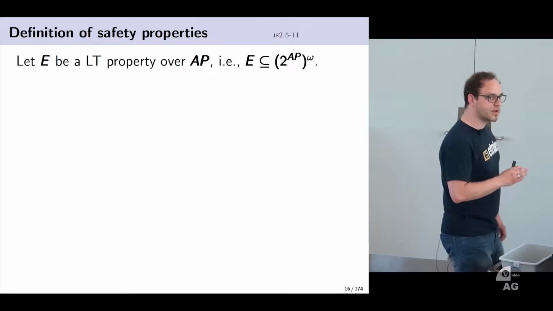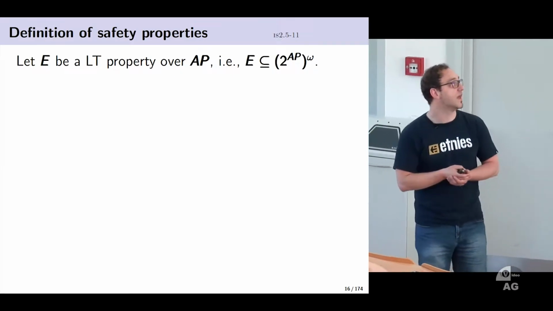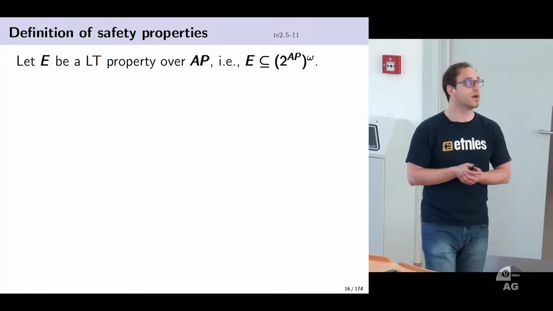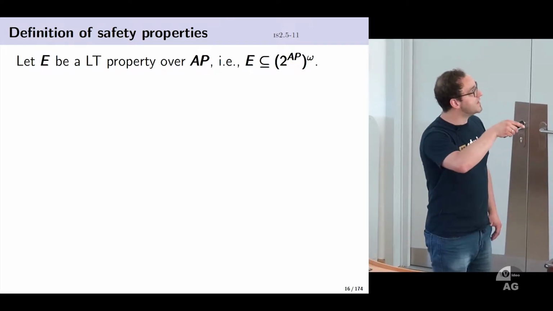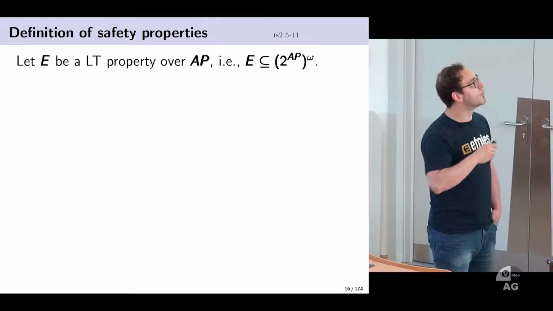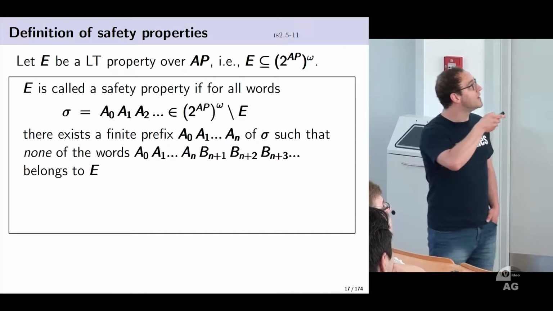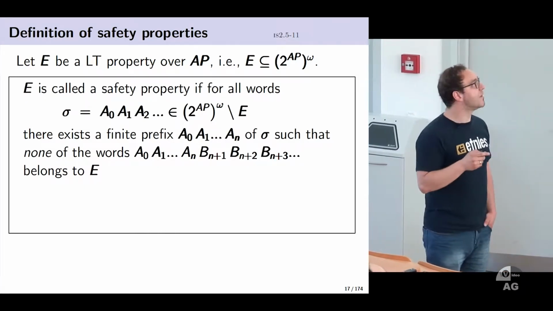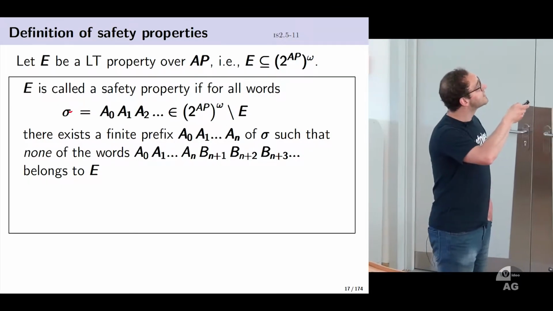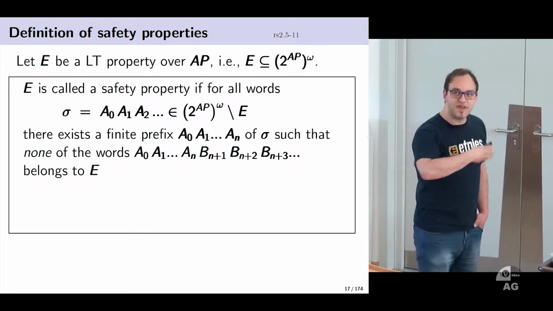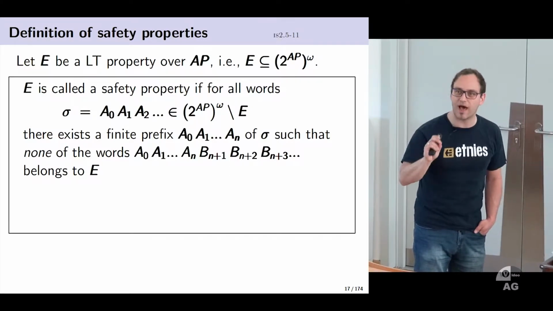Okay, and now we're just going to formulate formally what I intuitively told you, and capture safety properties by a formal definition. Let E be a linear time property. That is, it's a subset of the infinite words over sets of atomic propositions. Then we call E a safety property if the following holds. It looks very technical, but the intuition is very easy. It says that if you take some infinite word that is not contained in the property, it violates your property. It's not allowed by the property.